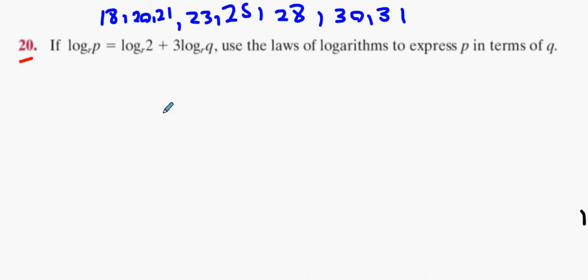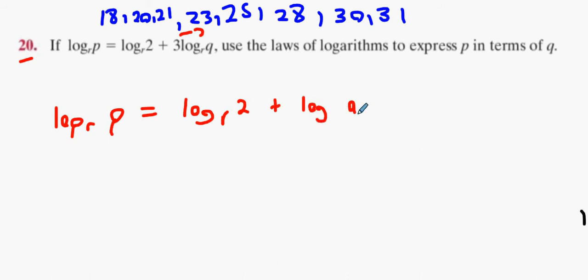This isn't so bad. They all have the same base, don't they? Are we cool with that? If they all have the same base, it's not a big deal. So I'm going to use the multiplication law here. I'm going to bring the 3 to the front, and what's that do? Log q cubed base r, and then use the multiplication law.